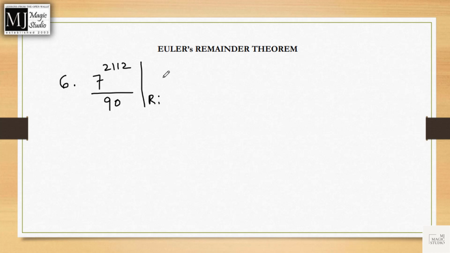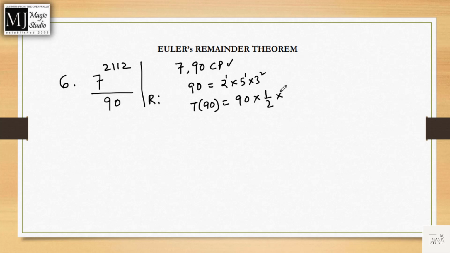Okay, let's go for the check first. 7 and 90 are co-primes. Done. 90 is 2 into 45, that is 2 into 5 into 9, so the prime factorization is there. Totient number of 90 would be 90 into (1 minus 1 by 2), which is half, into (1 minus 1 by 5), which is 4 by 5, and (1 minus 1 by 3), which is 2 by 3. That gives 8 into 3, which is 24. So Totient number of 90 is 24.